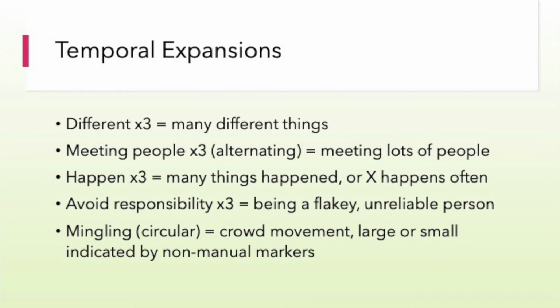The repetition of a sign in ASL expands its meaning, even when it's not regarding human behavior. For example, repeating the sign different means many different things. Repeating the sign meet means meeting lots of people. Repeating the sign happen means many things happened or something happens often. The sign avoiding responsibility is almost always repeated and means that a person is flaky or totally unreliable. The sign for mingling with people is always signed with a temporal circular motion because in all cases it indicates a duration of socializing with others.